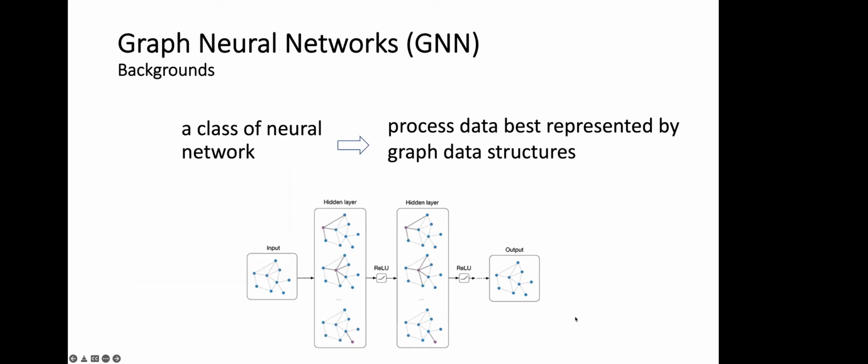So next, let's talk about what graph neural networks are. The graph neural network, GNN, is a class of neural networks that can be used to process data best represented by graph data structures, which means the GNN can be directly applied to graphs. And it can provide an easy way to do either node level, edge level, or graph level prediction tasks.